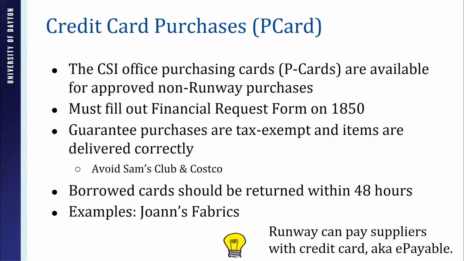The next thing we can do is a P card. As I mentioned earlier, the P cards are available in the Center for Student Involvement office and are available for approved non-Runway purchases. If something cannot be used on Runway, if the supplier is not in there or they need a credit card directly, a P card, which works just like a credit card, is available to be used once requested and approved by the Center for Student Involvement. To do this, you must fill out the financial request form on 1850.